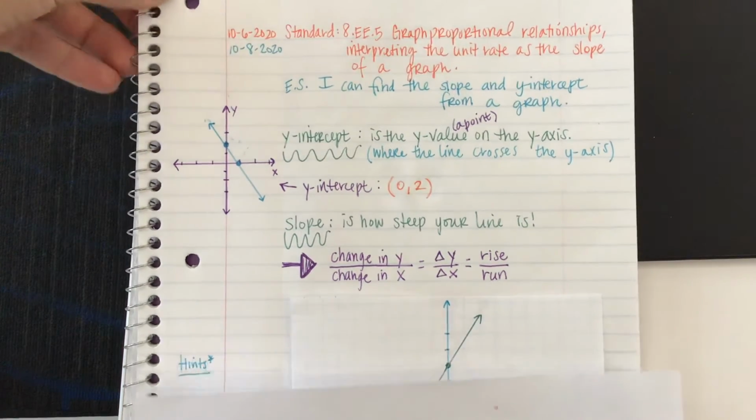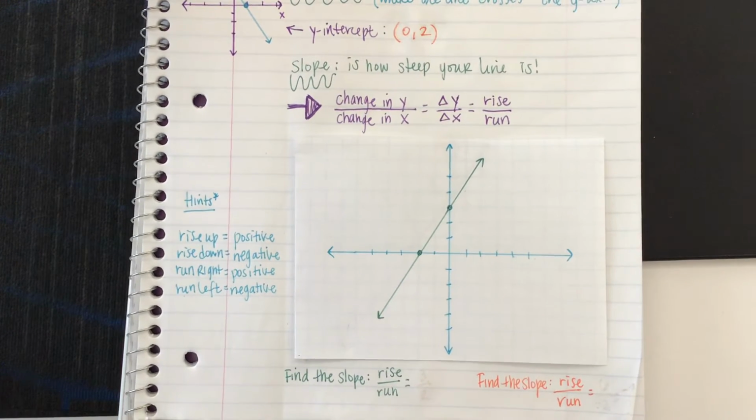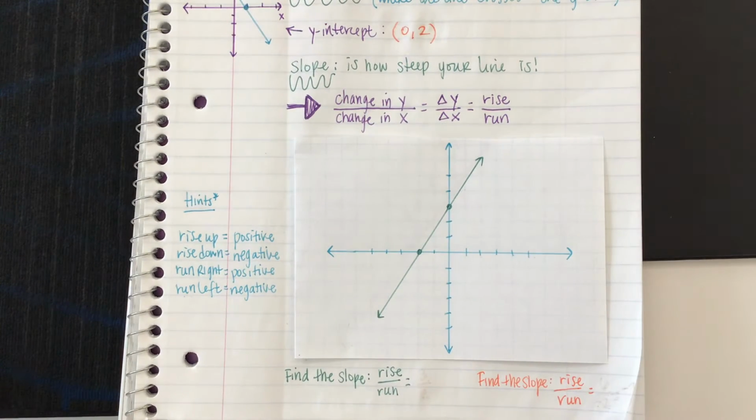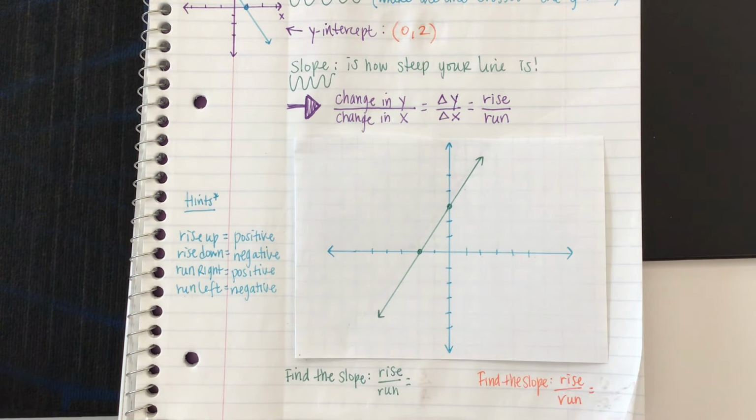Okay, now, here we have a coordinate plane with a line drawn on it, okay? How do we find the slope of this line just by looking at it, with just a picture of a line? Well, you need to find 2 points on this line. I already identified 2 points on this line, one right here and one right here. And then we are going to go from one point to the other point by drawing a triangle, okay?